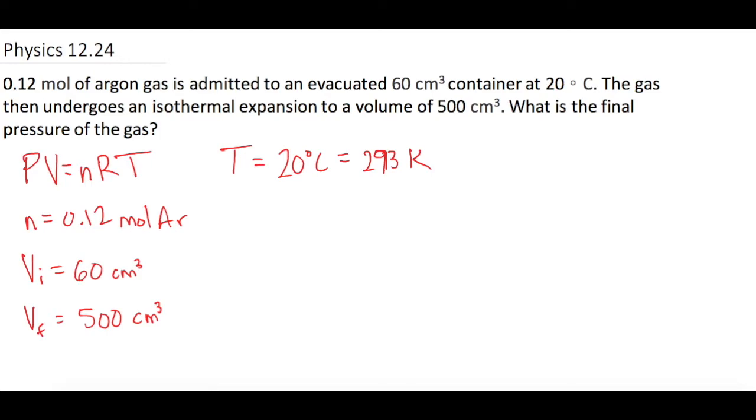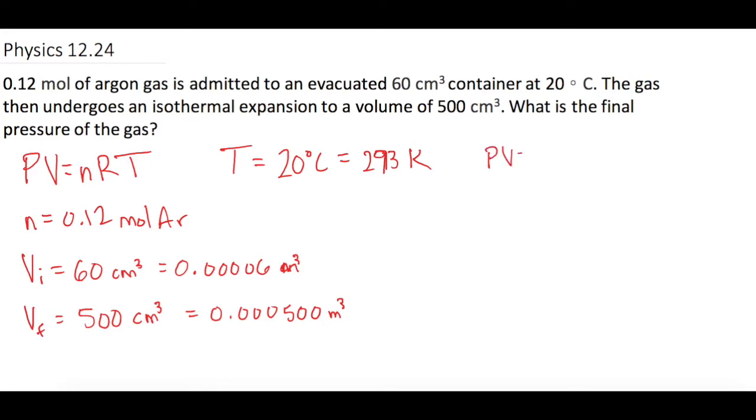So first, let's put the initial and the final volumes into standard units. So we move the decimal place over 6. For the initial volume, we have 0.00006 cubic meters. And for the final, we have 0.000500 cubic meters. All right, now we can plug them in.